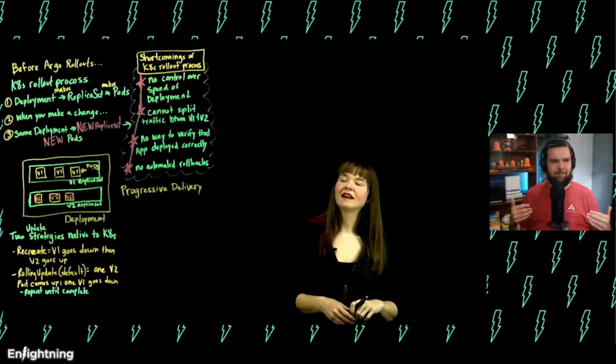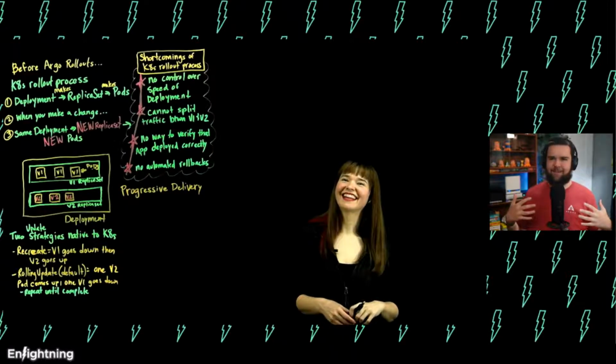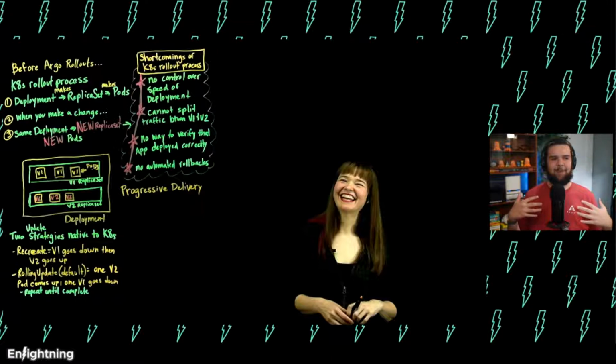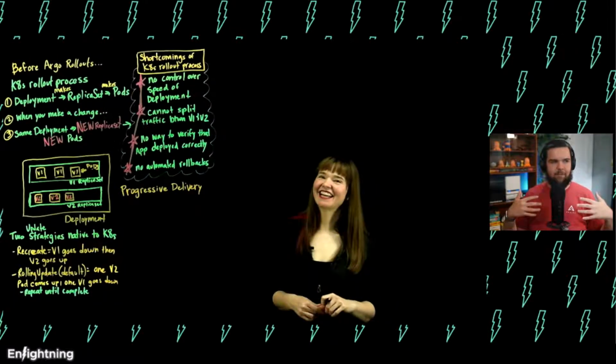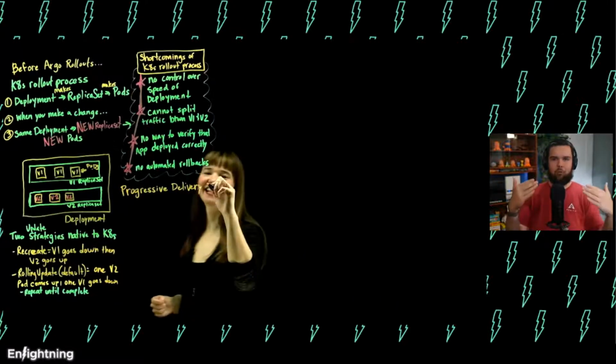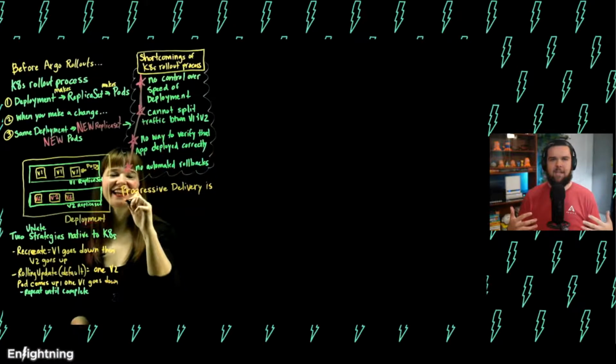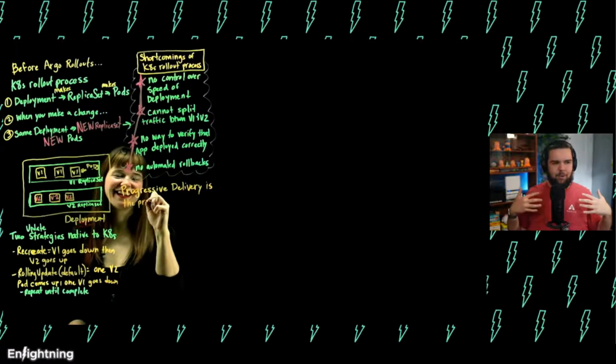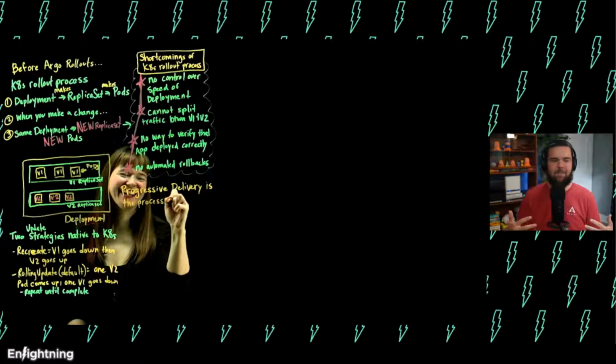To put it maybe a little more concisely for the board, progressive delivery is that process of releasing updates in a controlled and gradual manner, therefore reducing the risk of that release.